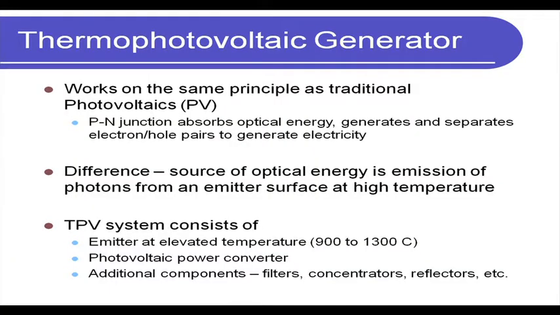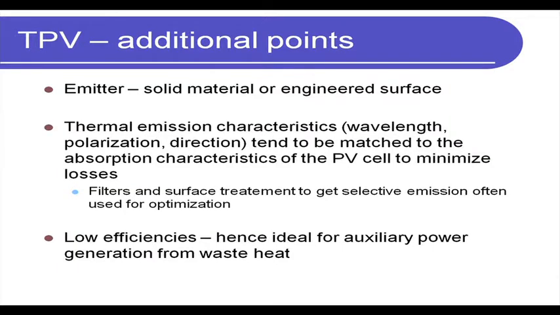Okay. So, as is shown in this slide, this is what we are seeing here, that if the surface is heated to sufficiently high temperature, then the surface is able to emit photons, okay, which will be then absorbed by the photovoltaic power converter. Clear? So, what we will do next is some additional points.